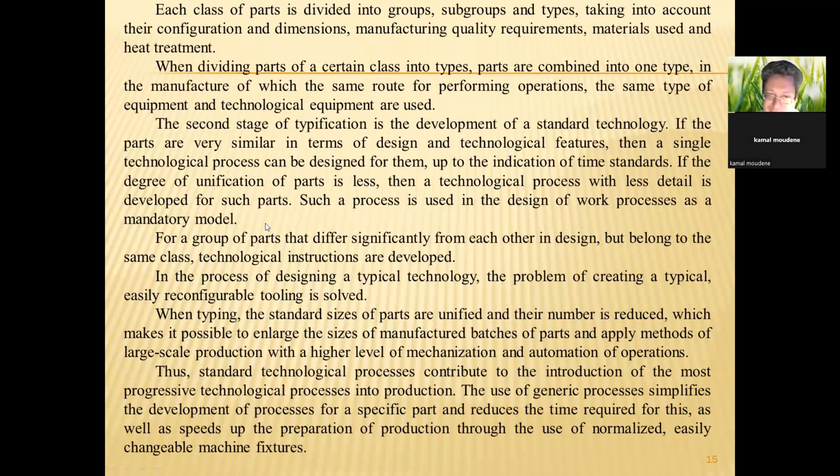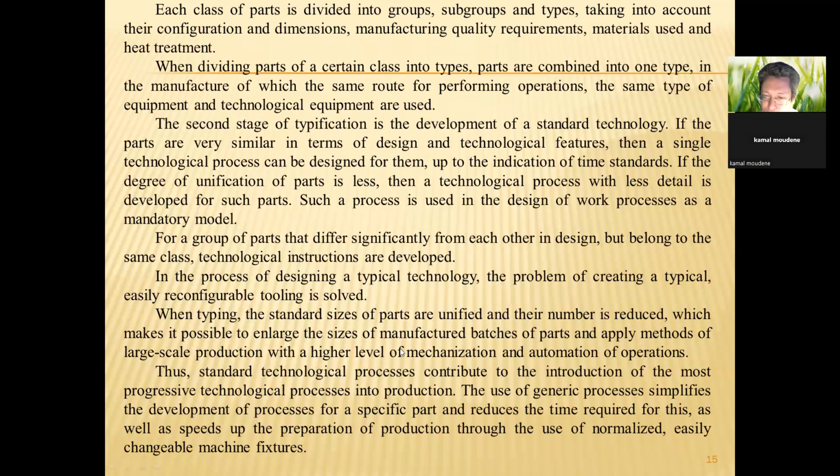enlarge the size of manufactured batches of parts and apply methods of large-scale production with a higher level of mechanization and automation of operations. Thus, standard technological processes contribute to the introduction of the most progressive technological processes into production.